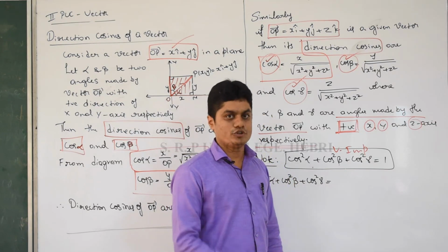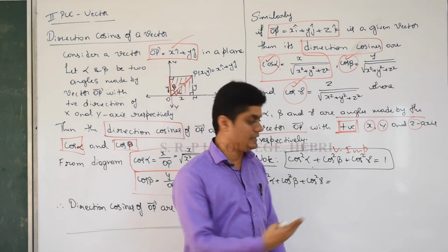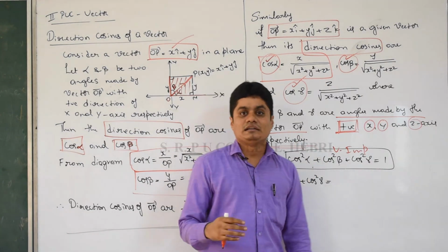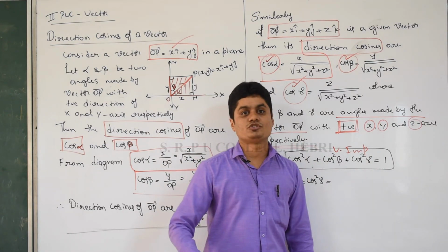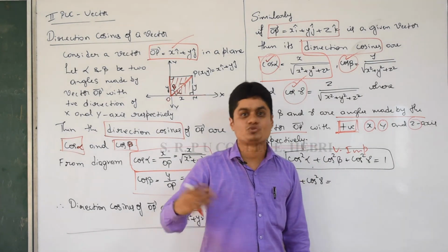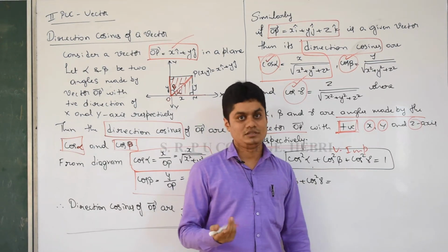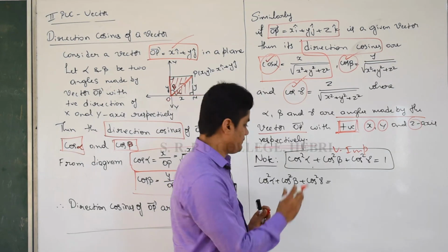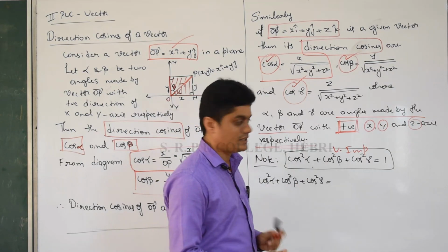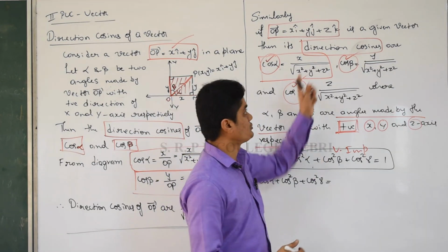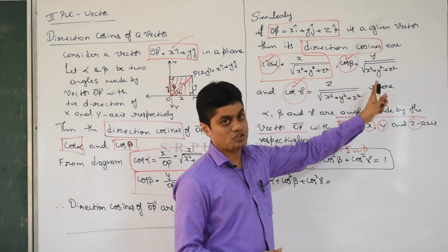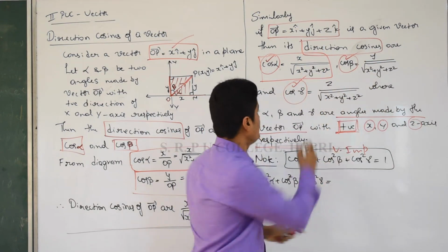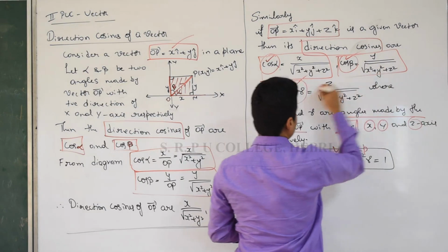Now I will show you why it is equal to 1. It can come in the exam: prove that the sum of squares of all the direction cosines of the vector xi plus yj plus zk is equal to 1. How do you prove it? See this. Take the LHS, that is cos square alpha plus cos square beta plus cos square gamma. First you should write what cos alpha, cos beta, cos gamma are, like this.